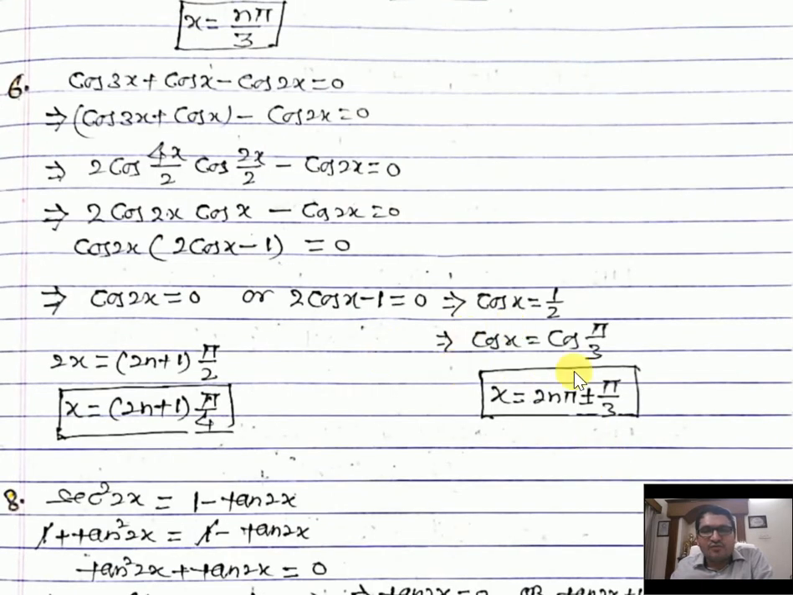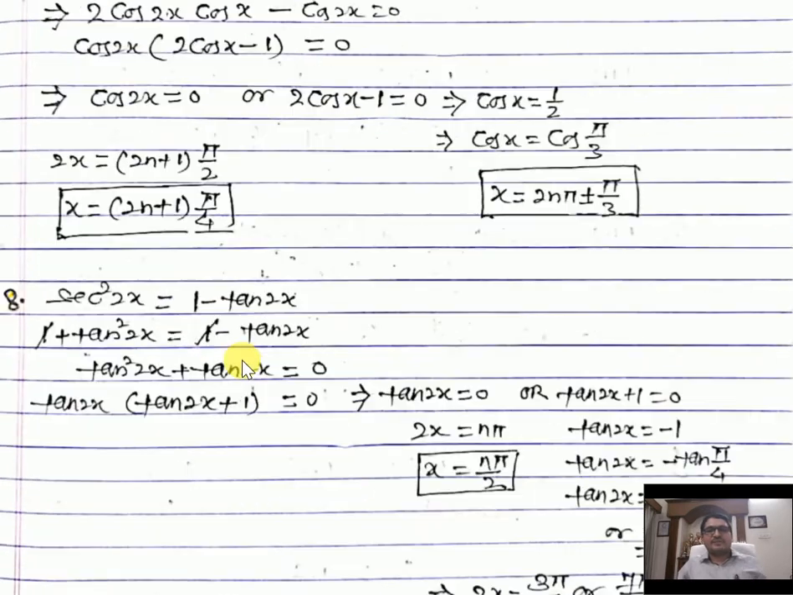So here if you write the general solution of the given equation, you will apply that formula cos theta is equal to cos alpha. So theta will be equal to 2n pi plus minus alpha, alpha means pi upon 3. And here you will get 2x is equal to (2n plus 1) pi upon 2, transpose 2 to the right hand side, so (2n plus 1) pi upon 4.